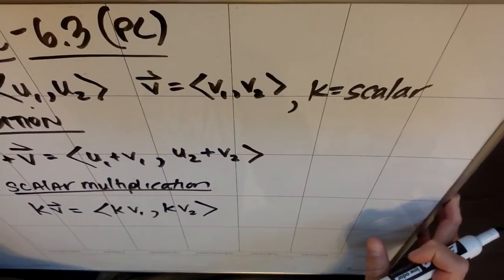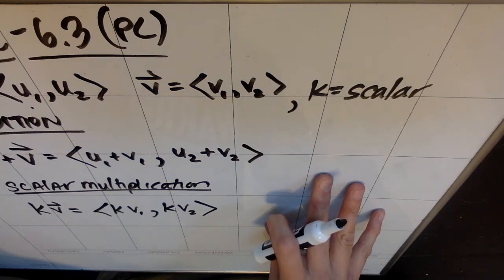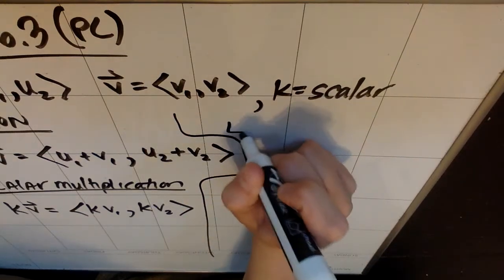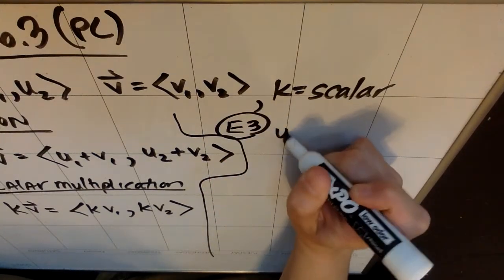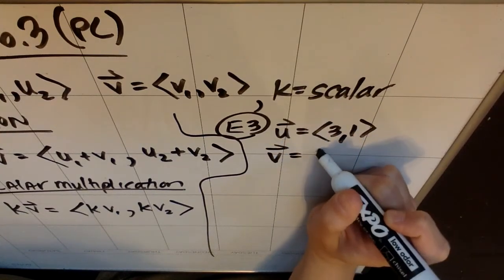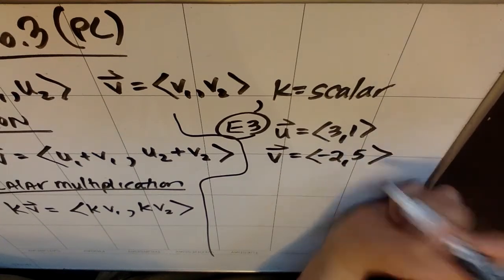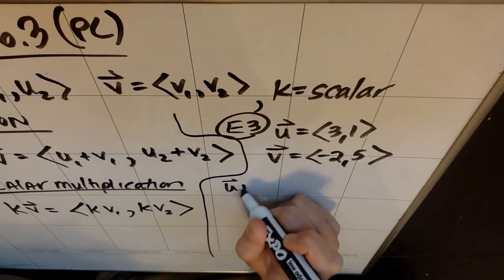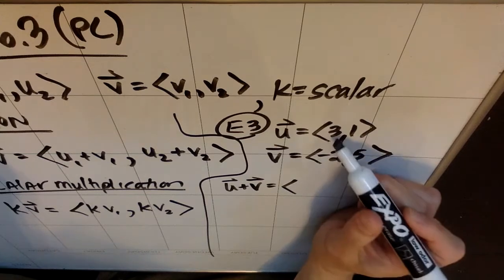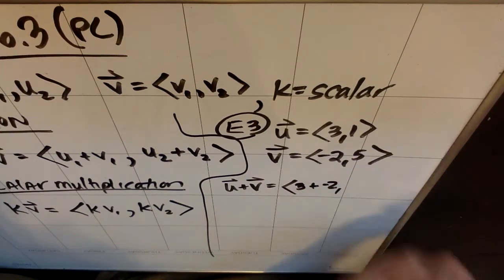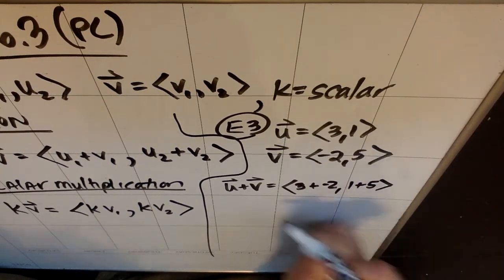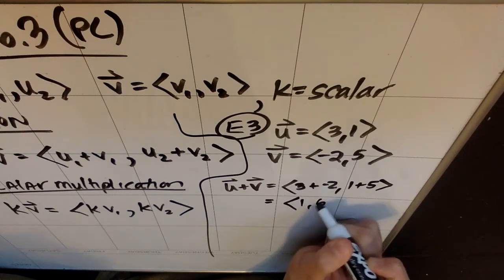So let's do an example of that over here just to show you what that would look like. We'll call this example 3. Let's say I had vector u equals 3 comma 1, and vector v equals negative 2 comma 5. If I asked you to do u plus v, the component form would just be the sum of the x or horizontal coordinates, whichever way you want to think about it. So 3 plus negative 2 would be my new x coordinate, and my new y coordinate, or vertical component, would be 1 plus 5. So my u plus v would end up being 1 comma 6.